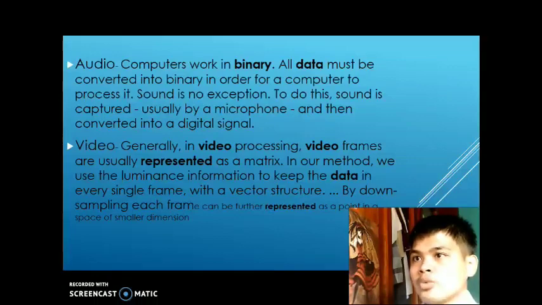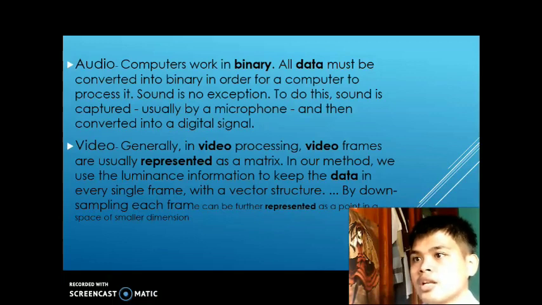Audio. Computers work in binary. All data must be converted into binary in order for a computer to process it. Sound is no exception. To do this, sound is captured usually by a microphone and then converted into a digital signal.